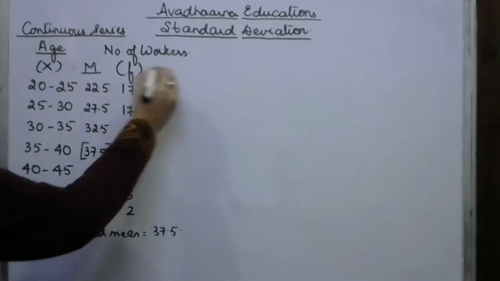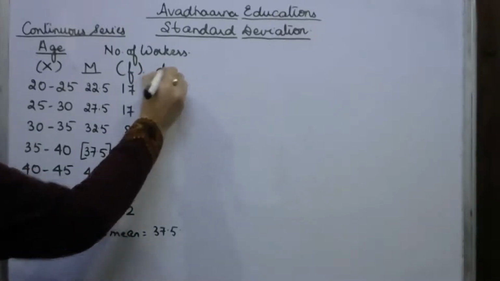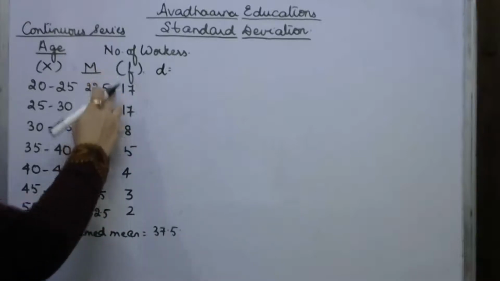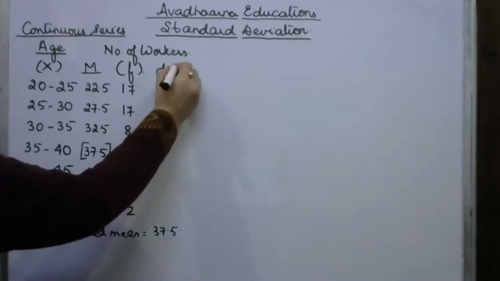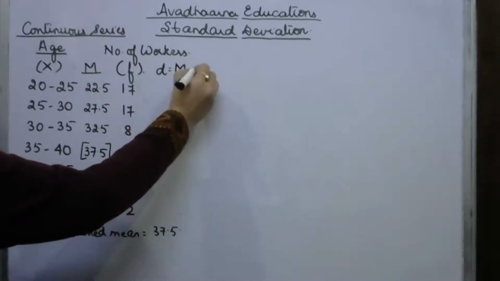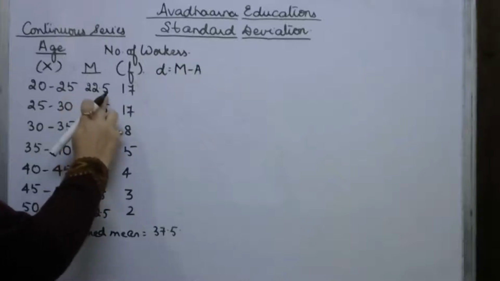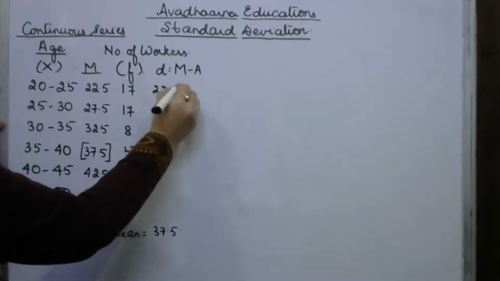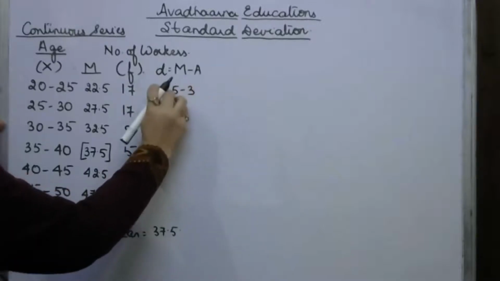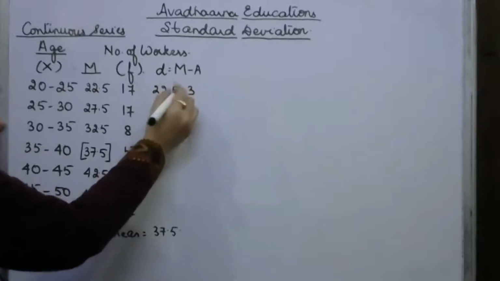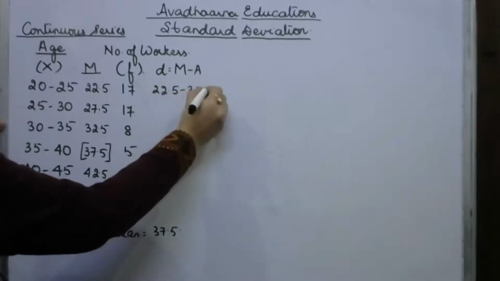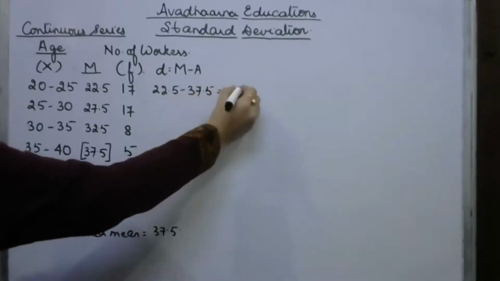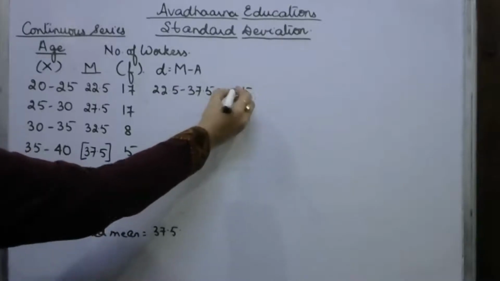Now what will I calculate? Let's calculate the deviations of all these m from the assumed mean. So D will be m minus A. I'll show one calculation: 22.5 minus 37.5, 32.5 minus 37.5 will be minus 15.